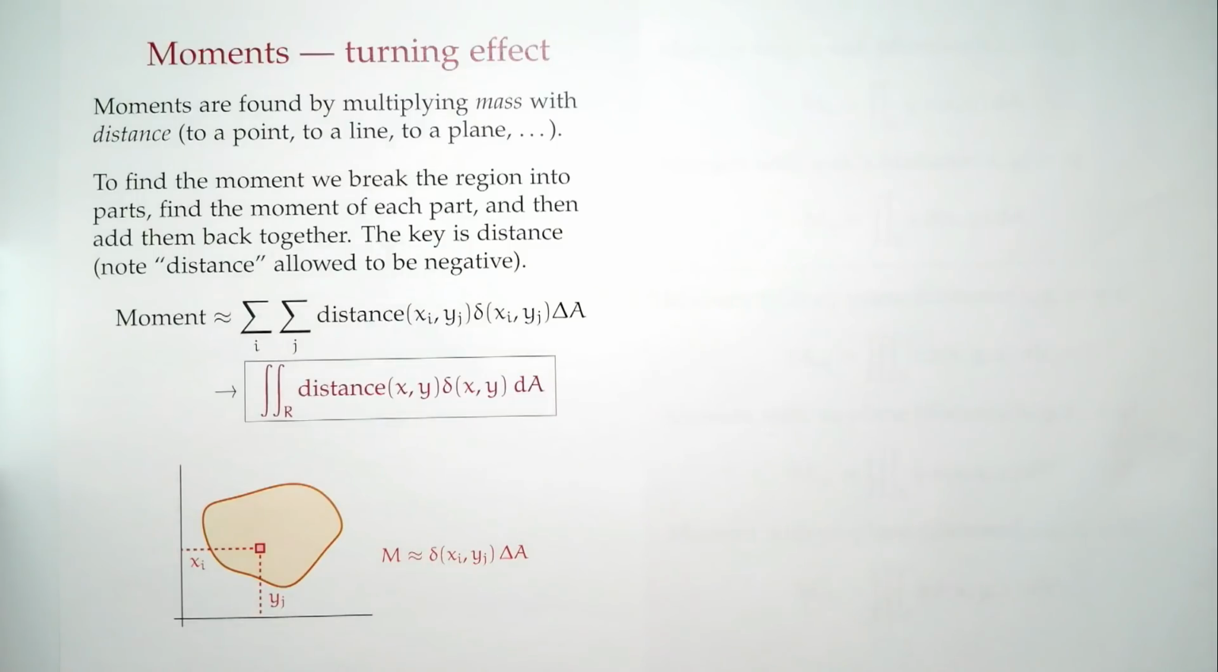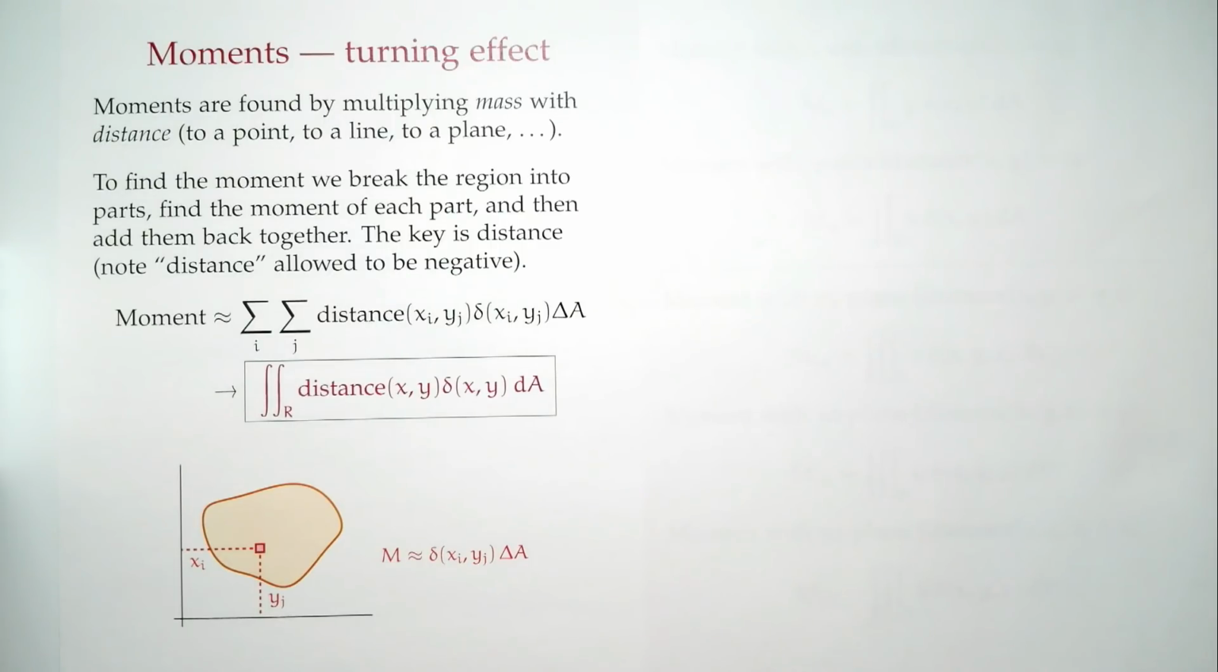Now, of course, the question is, once you talk about distance, distance to what? Because I can talk about distance to many things, and it depends where my setting is. It might be to a point, it might be to a line, it might be to a plane. It all depends on context. So when we talk about moments, it's never just find the moment, it's find the moment with respect to something.